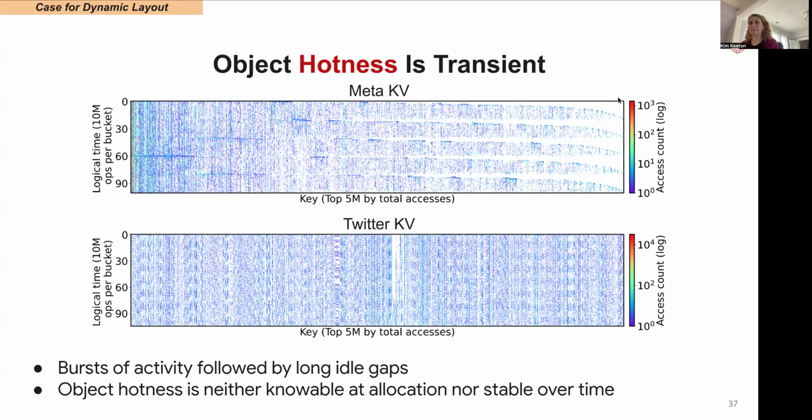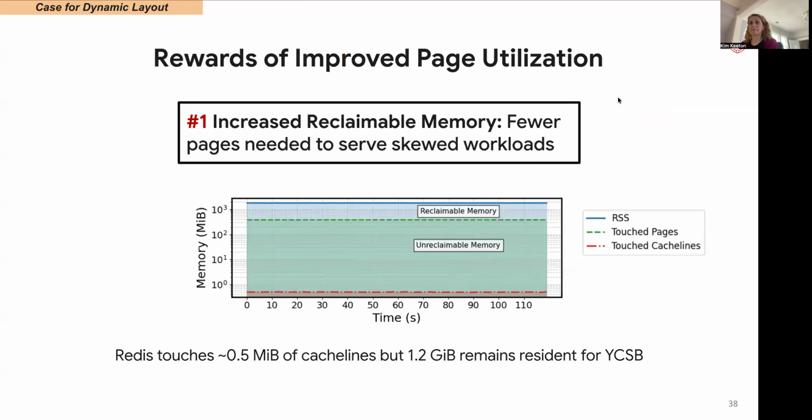Okay. So we talked about these different characteristics. Let's quickly talk about what the rewards are of improving this page utilization. The first one is increased reclaimable memory, which means you need fewer pages to serve skewed workloads. In this example, we are seeing YCSB running Redis. Over time, you can see the red line is the number of cache lines that are touched, the green line is the number of pages that are touched, and the blue line is the total memory footprint of the application.